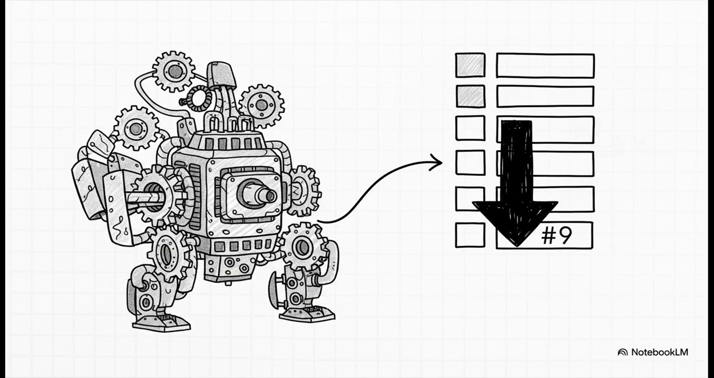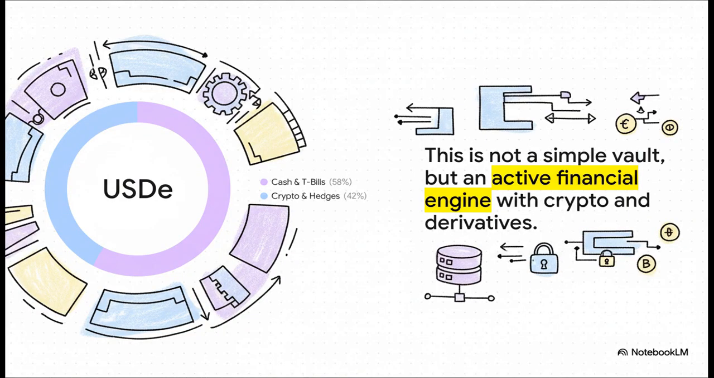Okay, let's completely switch gears now. We've talked about cash-backed, now let's look at a synthetic yield coin. This is USDE, and you can see it's ranked number 9 with a score of 15.3. This is a totally different animal. Remember that financial engine we talked about? Well, here it is. This is what it looks like.